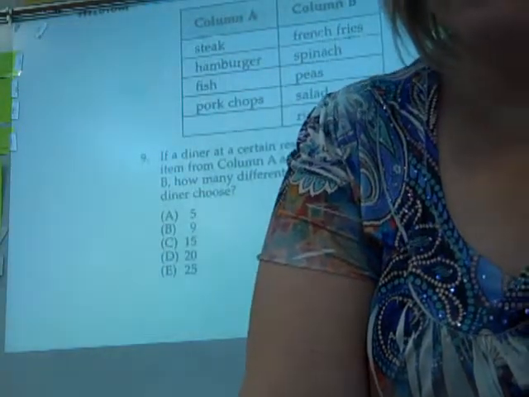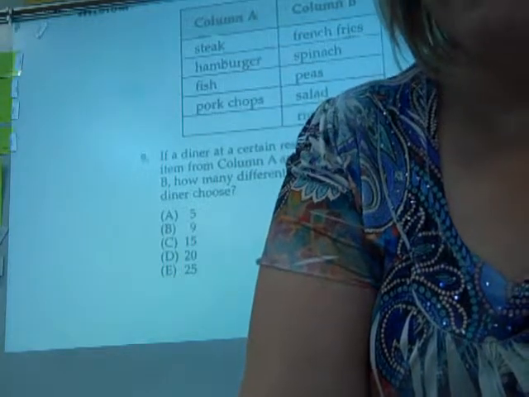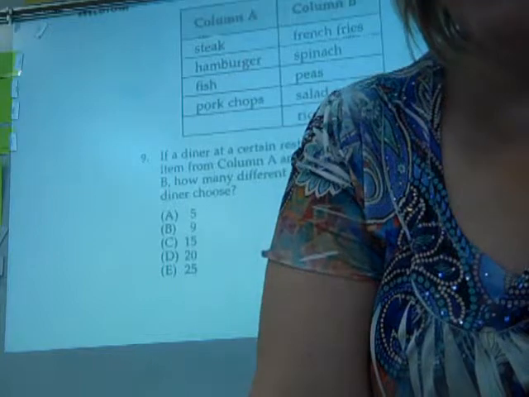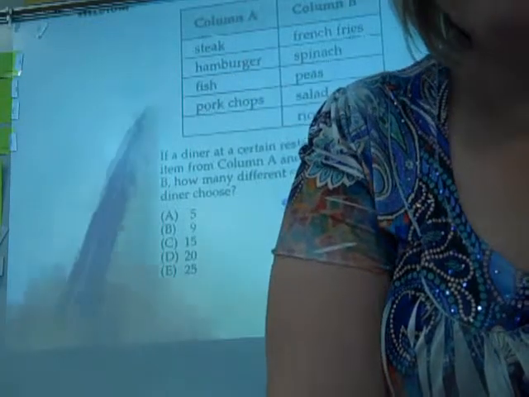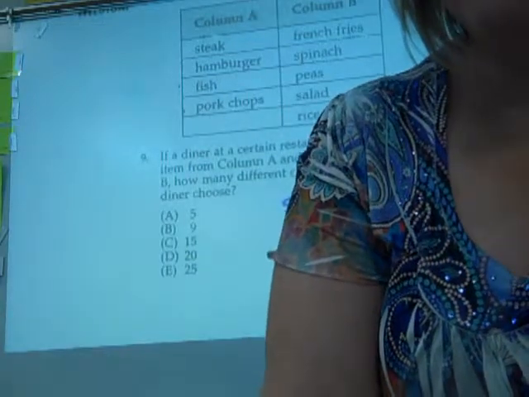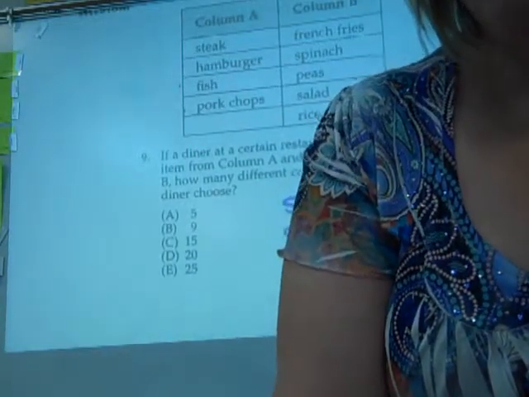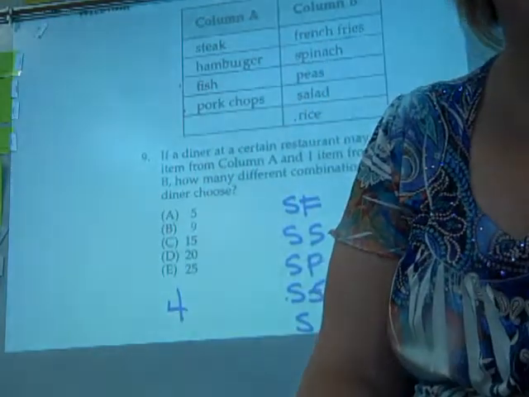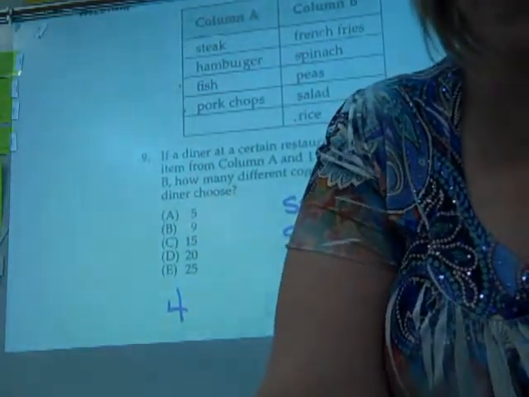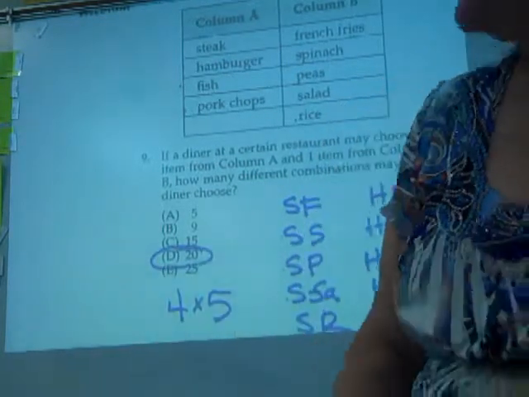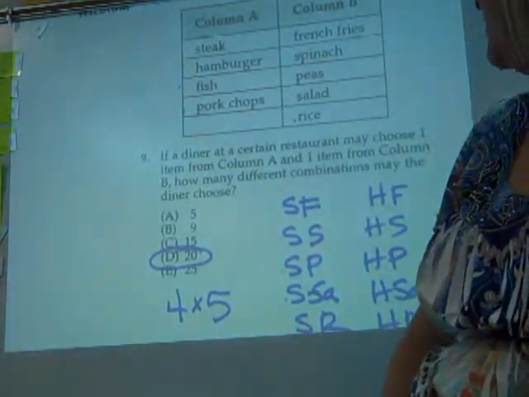5. Then you could do the same thing for hamburgers. Hamburgers could be paired up with each of those. Alright, so for each of these things in column A, and there's 4 of them, there are 1, 2, 3, 4, 5 things that you can pair with them. So I'm going to make 4 lists that each have 5 things in them. That's a total of 20 combinations. Right.